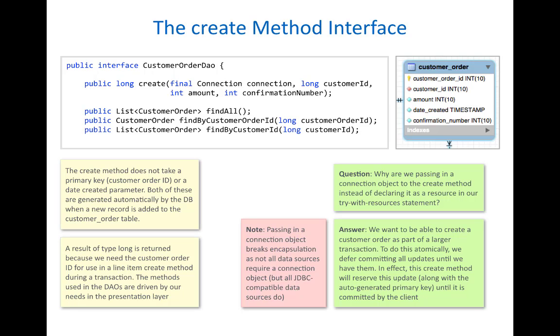It's important to note that having a connection object in the signature does break information hiding, meaning that it reveals the fact that you are using a database that requires a connection. Now, since all JDBC compatible databases require a connection, you're not giving too much away here, but it's still something you should be aware of.